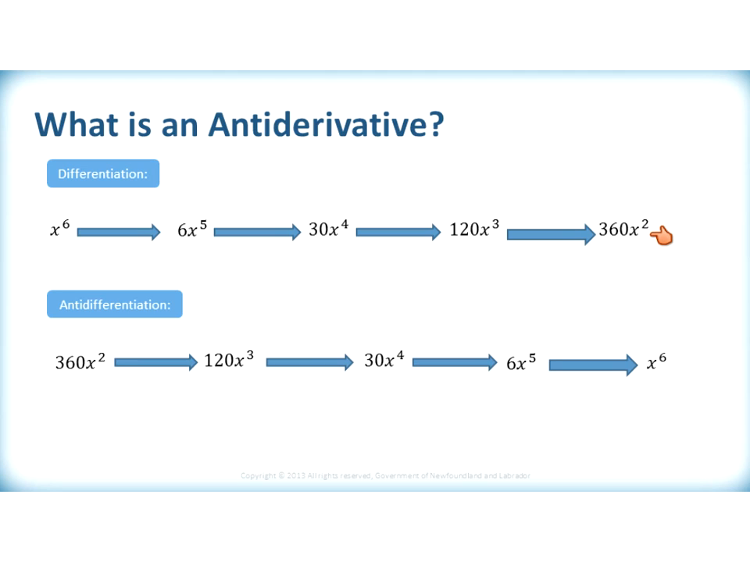So basically, if I work backwards from derivatives to the functions they came from, this process is called antidifferentiation. So what we've done here is we've set up this chain in the opposite direction down below. So 360x squared is our original function then, or original expression I guess in this case. Its antiderivative with respect to x would be 120x cubed. And its antiderivative with respect to x would be 30x to the power 4. And its antiderivative would be 6x to the power 5. And its antiderivative would be x to the power 6. So antidifferentiation is basically a process of working backwards from differentiation. Instead of finding derivatives, we're finding antiderivatives.